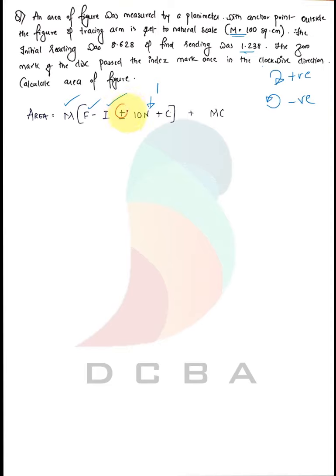We'll be using the plus sign. And will this mc come in this? The area of zero circle only comes when the anchor is inside. So this mc won't come at all, right? This term won't come at all. We only need this much.